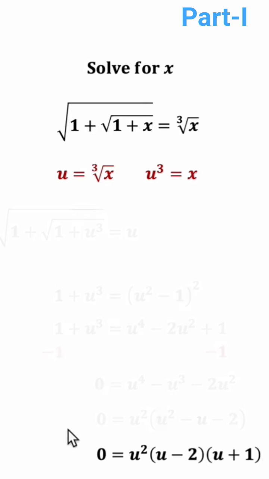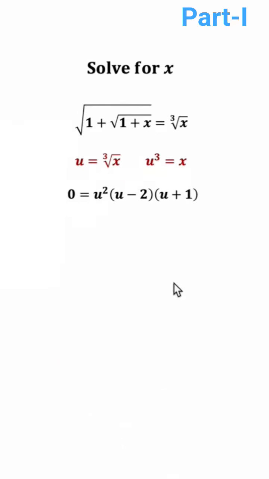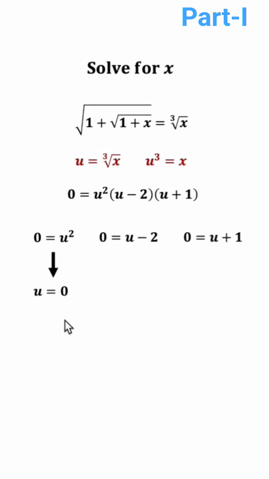We can get rid of all this work, and let's bring this up here. Anytime you have something times something times something equal to 0, it'll be true if one of those somethings is equal to 0. So we can set each of these equal to 0. The first one will be true if u is equal to 0. And the second one will be true if u is equal to 2, and the third one will be true if u is equal to -1.